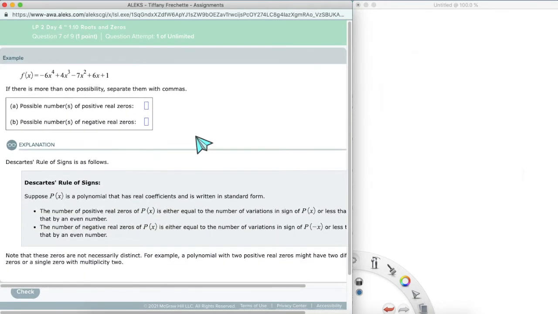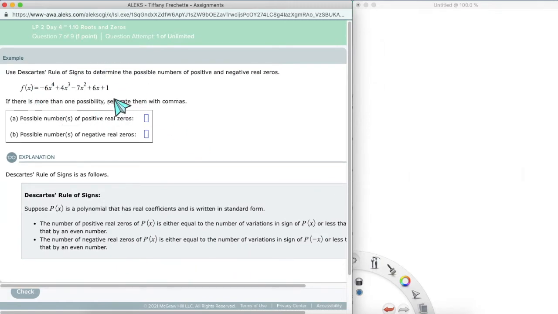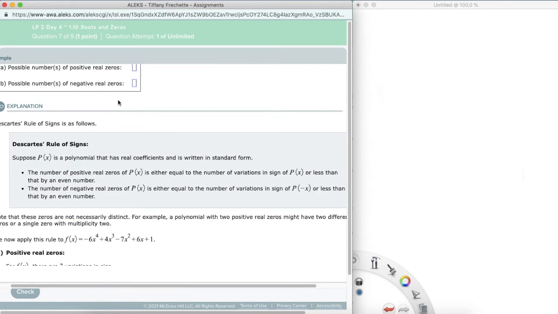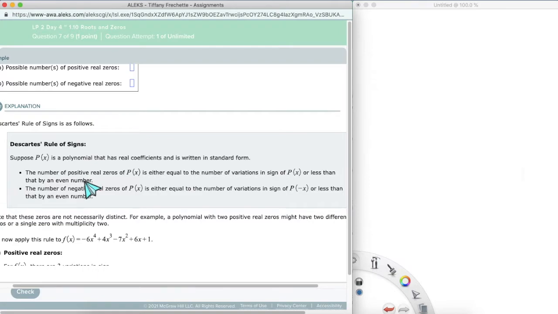So in this one, we have a similar problem. I think this one's a little bit bigger than the one they're showing us on our screen, but that's okay. So now, the rule is the number of positive real zeros of P of X, the function of X, is either equal to the number of variations in the sign, so every time it changes sign, we count that, or less than that by an even number. So if we have enough to subtract by an even number, we can.